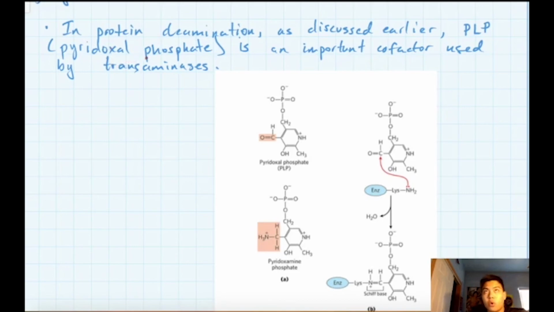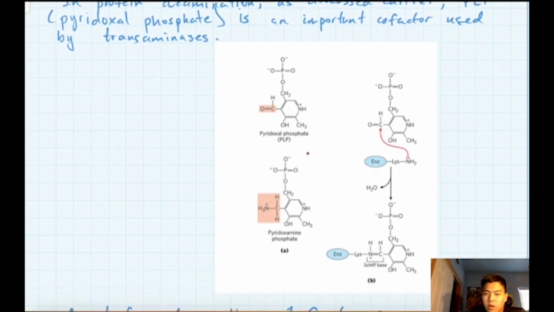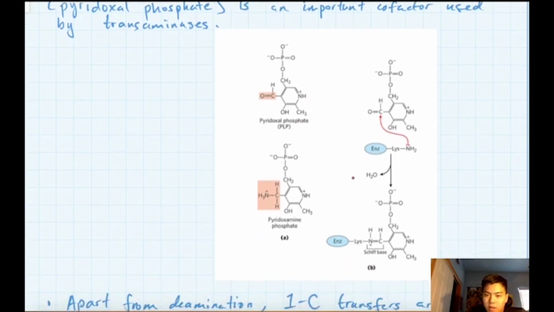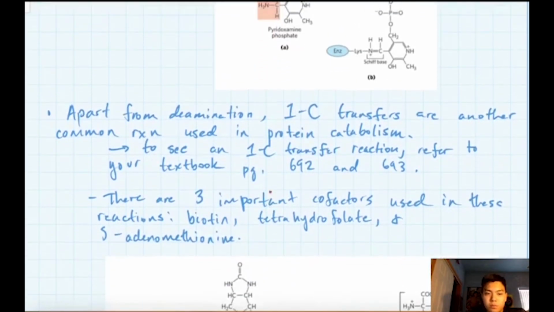So what are the important reactions in protein catabolism? The one we really need to know is protein deamination, and that's what we've been talking about this entire video. That's going to use pyridoxal phosphate as a coenzyme. And you're just going to swap the ketone group from one substrate with an amino group from another substrate. You're just going to swap those positions. We went over that earlier in the video.